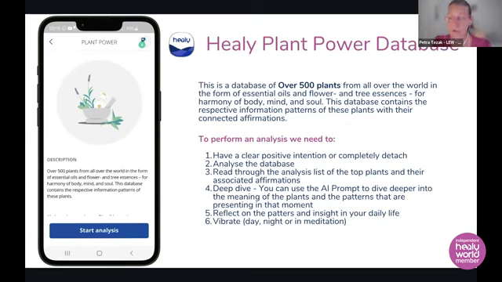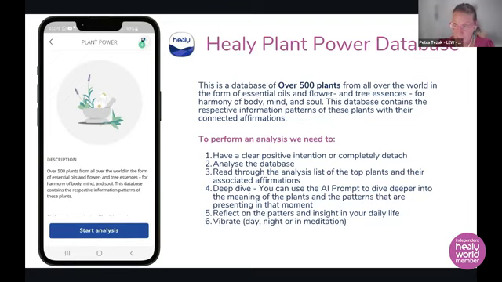But I would really love you to actually work with these patterns. So don't just scan yourself and then vibrate. You need to bring things into the conscious level. So reading through the analysis list is really important. And with those top 5 plants and their associated affirmations or intentions of what they are, you need to take a look at that and then see how that relates to your life.